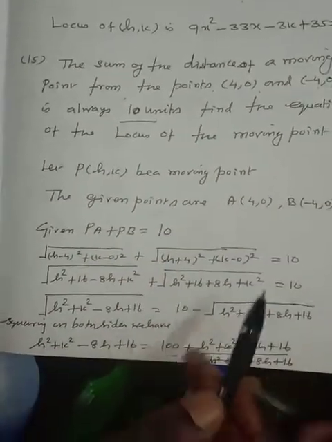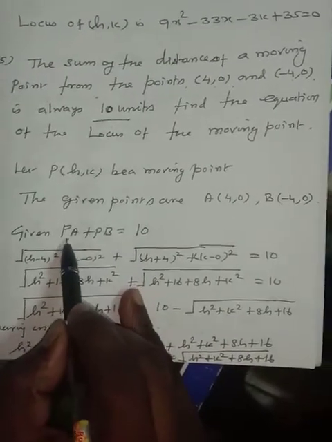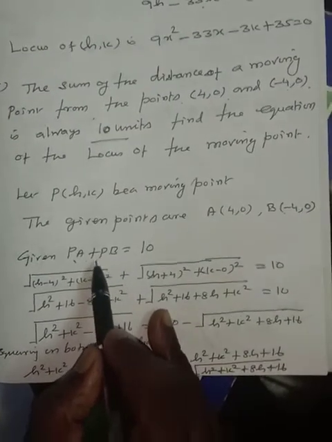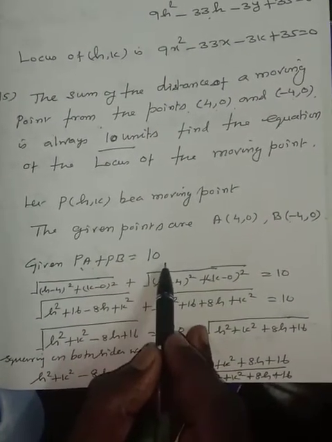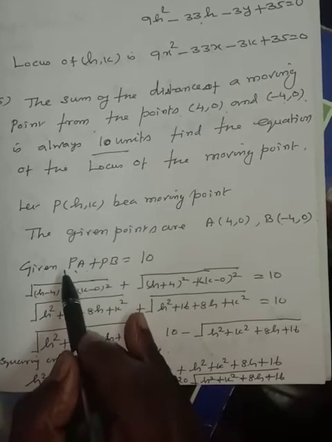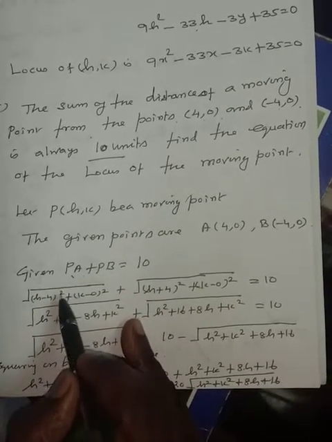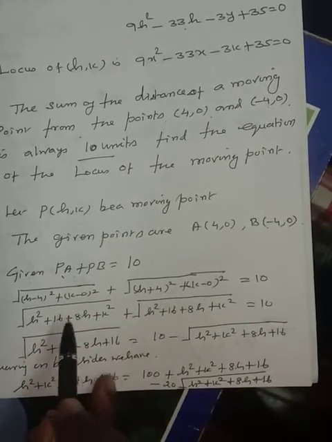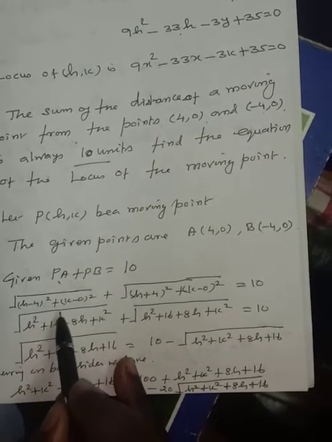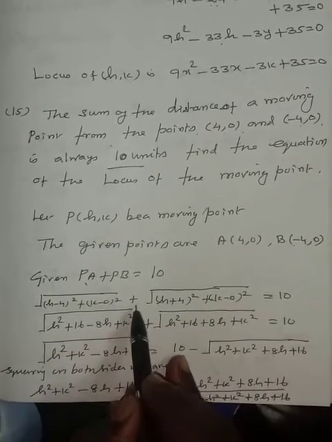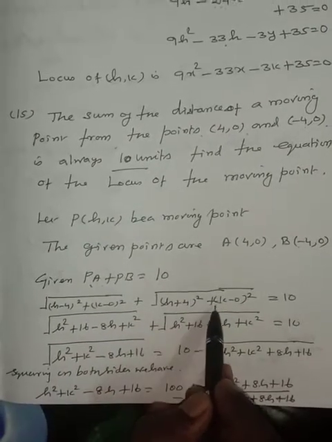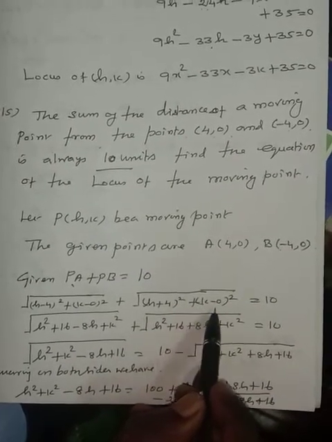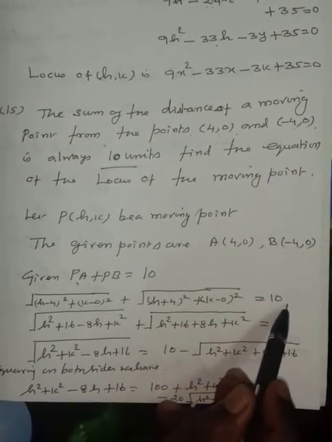Given PA, the distance between the moving point and the first point, plus the distance between the moving point and the second point, will be 10. Distance formula: square root of (x2 - x1)² + (y2 - y1)². Using the formula, we have the square root of (h - 4)² + (k - 0)² plus the square root of (h + 4)² + (k - 0)² is equal to 10.